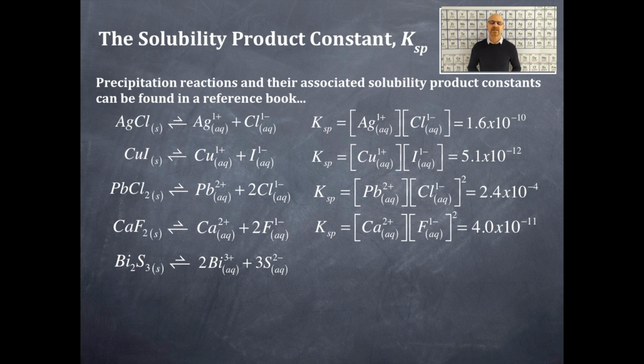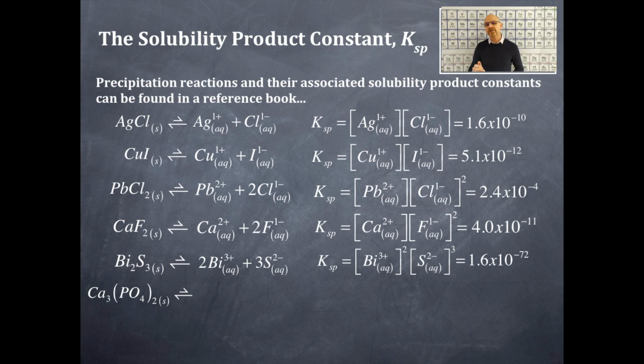Remember, the reactant, that's the solid, is not included, but the exponents are going to be very important here. So the bismuth 3 plus ion to the power of 2, and the sulfide ion to the power of 3. That's cubed, right? And this is 1.6 times 10 to the negative 72. That times 10 to the negative 72 is a negative value. That's reactant favored, of course.